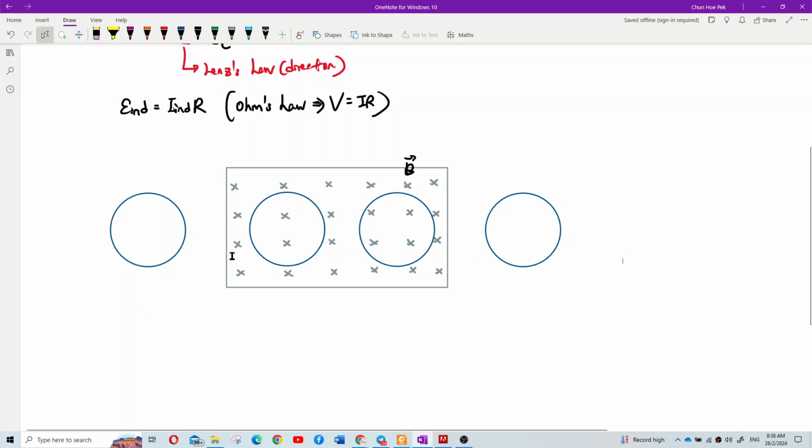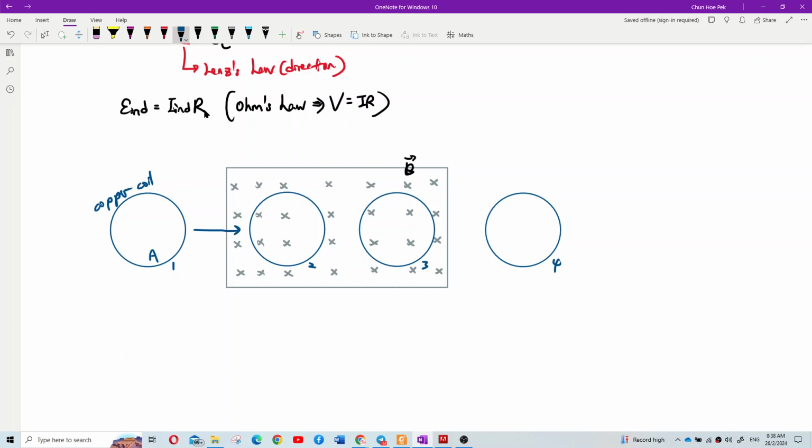Maybe I draw a little bit more. Now class, let's move this coil. We have the coil at position 1, position 2, position 3, and position 4. This is just maybe a copper coil with a certain area A. I bring this coil from 1 to 2, and then 2 to 3, and then 3 to 4.